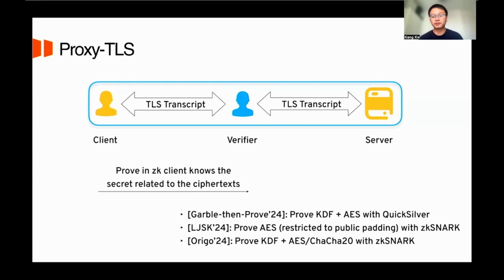And different papers are proving different circuits. Like in our garbled proof protocol, we prove the KDF and the AES with Quicksilver, which is very efficient. And the other papers are proving AES circuits with SNARKs, or proving KDF and AES, or ChaCha20 with AES SNARKs. So it somehow brings more computation cost and memory cost.